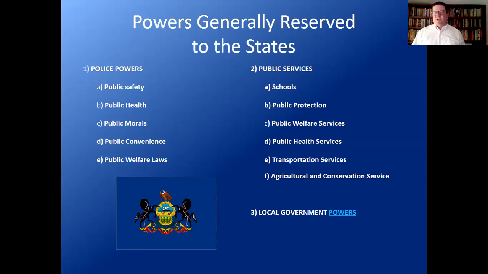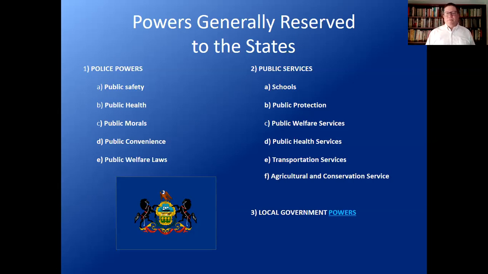We also have a lot of public services which traditionally have been left to the states. So schools, we mentioned the criminal justice system and public protection, welfare services, health services, usually run by your county. Transportation is predominantly done by the state and local levels. And then agriculture and conservation, which is now a shared service between the federal government and states, but is typically reserved to the states.